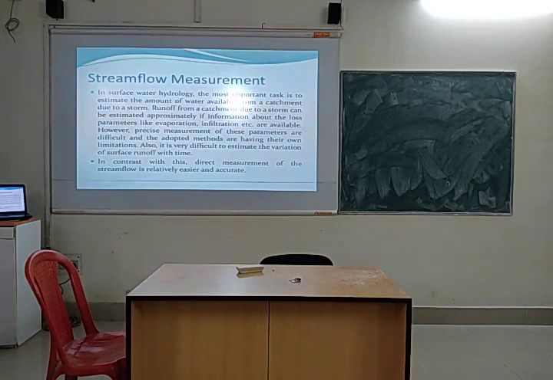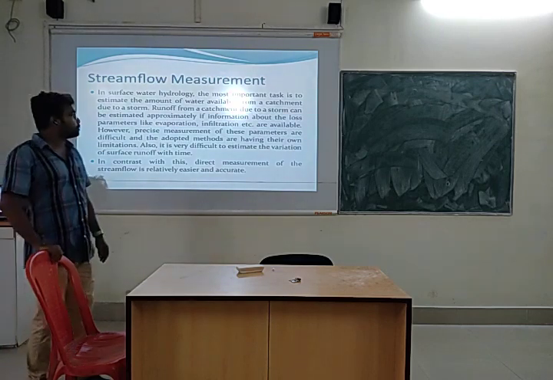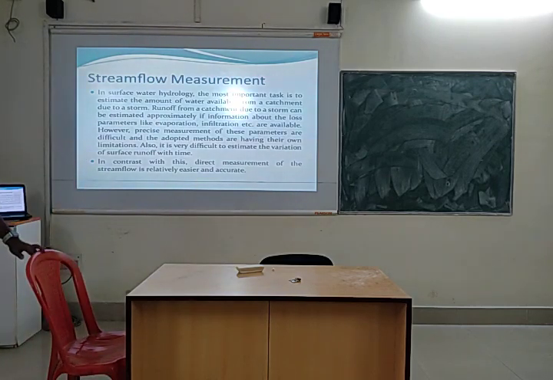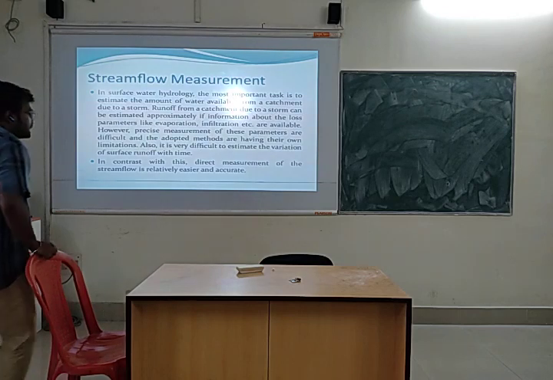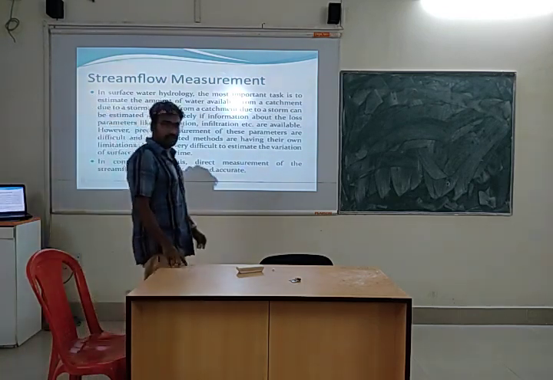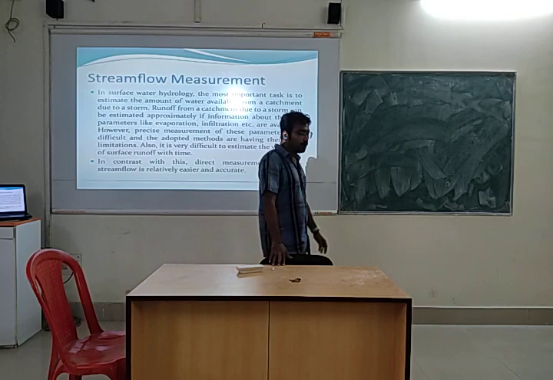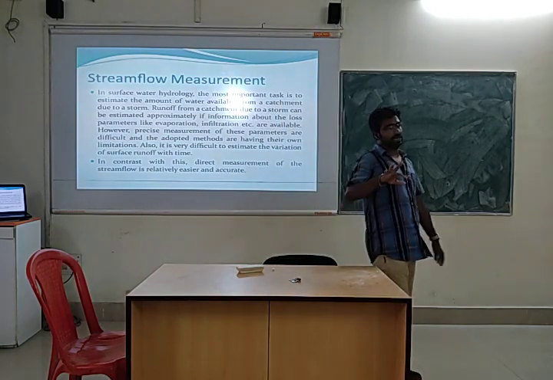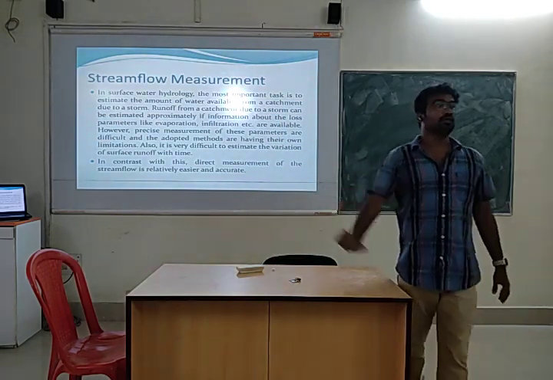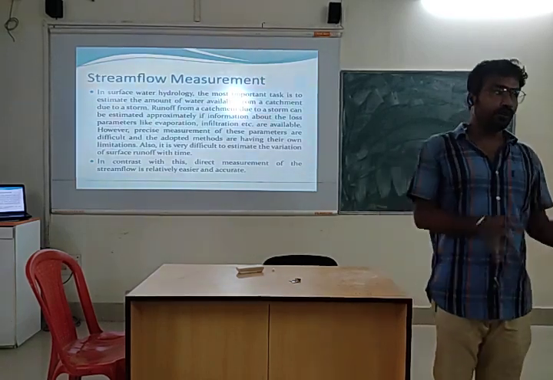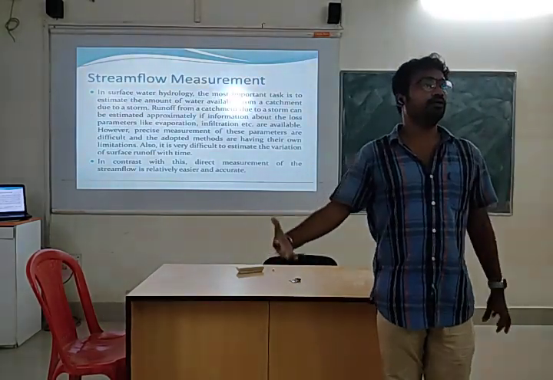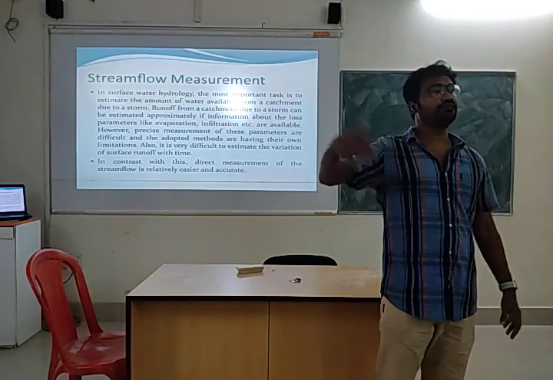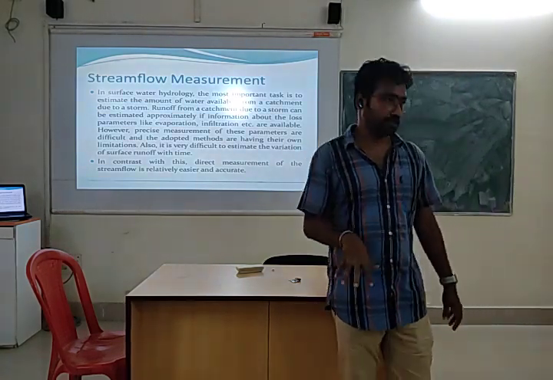Runoff from a catchment due to a storm can be estimated approximately if information about the loss parameters like evaporation, infiltration, etc. is available. So in the losses chapter, we have seen the same thing. That is, if all the losses are known, we can find out the runoff, right? Or vice versa. If we know the runoff, we can find out the losses.